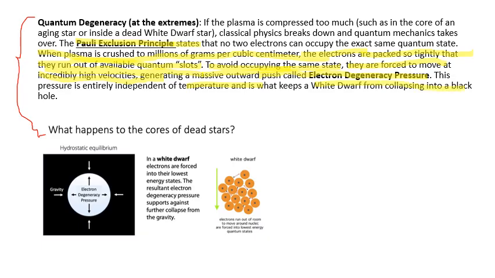So you can see here how hydrostatic equilibrium has completely changed in this particular case. We now have the electron degeneracy pressure, rather than the radiation and gas pressure, that is opposing the inward pull of the gravity. So in a white dwarf star, these electrons are forced to be in their lowest energy state. This resultant electron degeneracy pressure is what supports against the further collapse from the gravitational pull of the star's core.